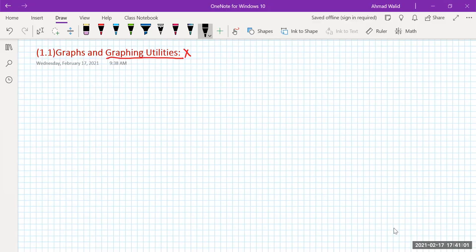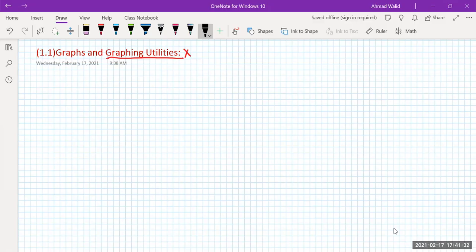In section 1.1, we discuss graphing in general. Believe me, it's just kind of touching the graphs in this section, but later in this book, we do a lot of graphing. When we start with functions, we will learn a lot of different graphing. But here, it's just a review of how you can do a graph and what the graph of a function is.